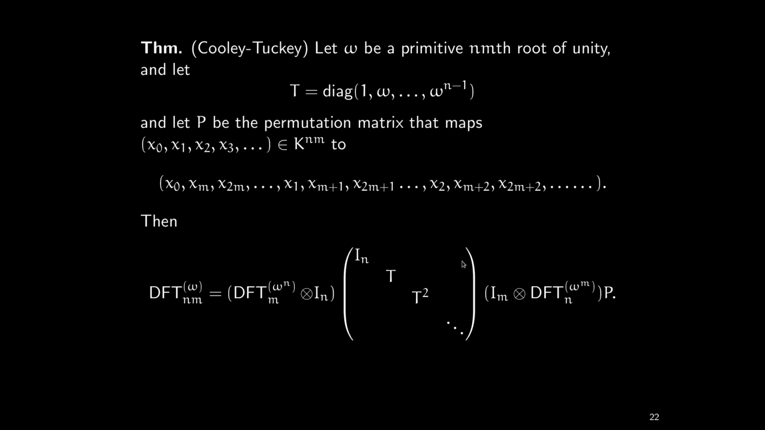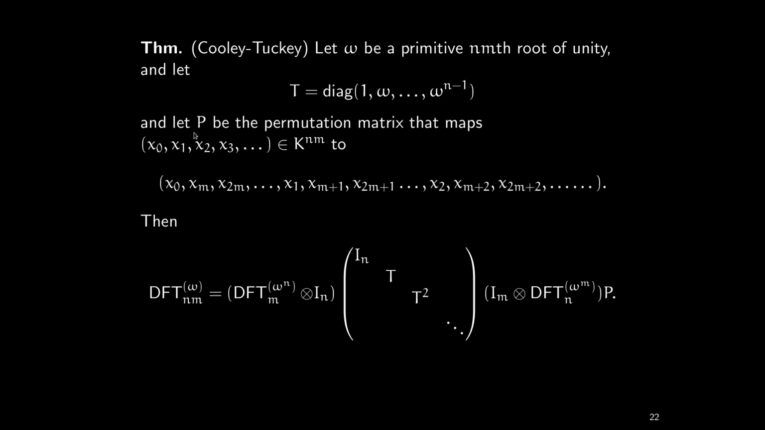Okay. So this is the theorem of Cooley and Tukey, who invented the fast Fourier transform algorithm. And here it is in its full generality. Here, if you have an n times mth root of unity, and we define T as the diagonal matrix that contains the first n powers, starting from the zeroth power of omega. So think here of m as playing the role of 2 and 3 in the two special cases that we considered.